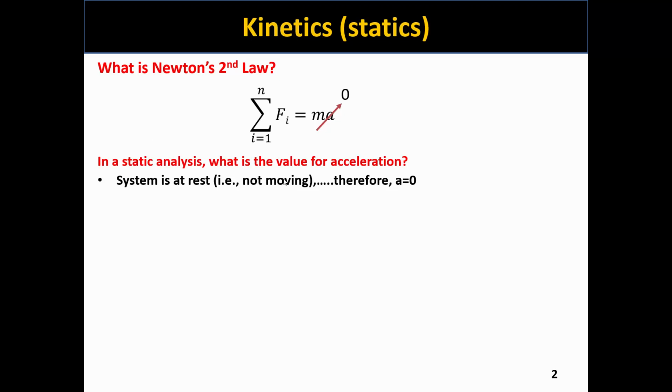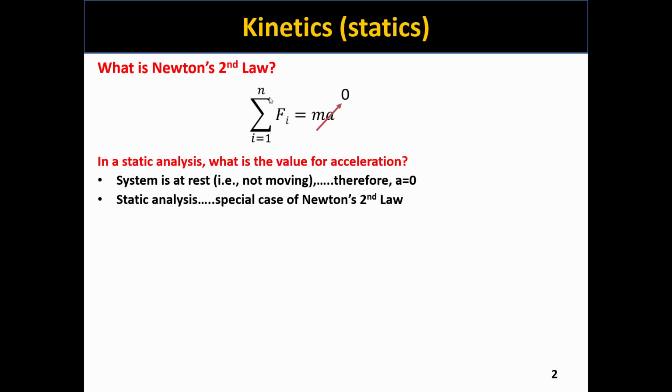It's not moving. Now, if a system is moving at a constant velocity where it's not experiencing acceleration, that would be a static condition as well. But in our situation here, we're going to be specific to systems at rest.